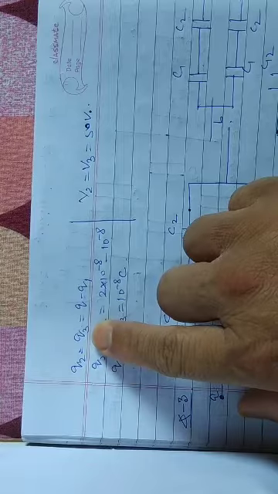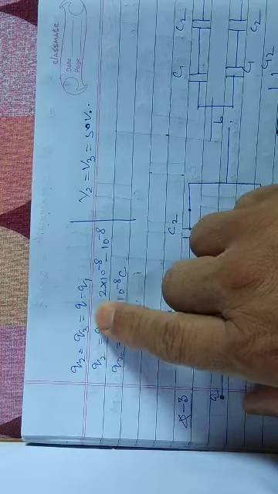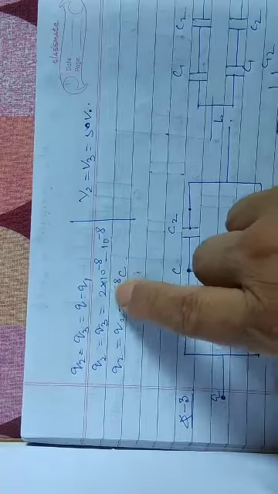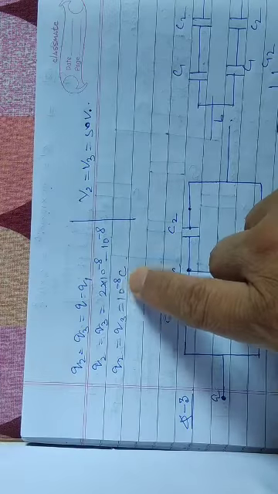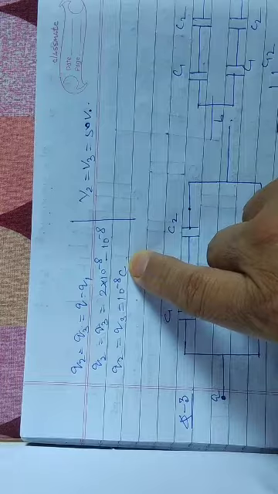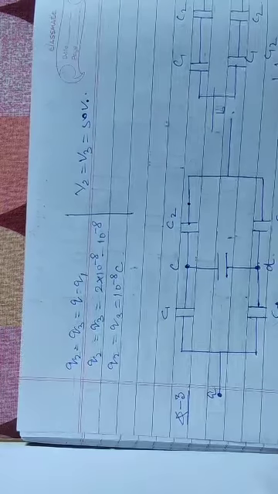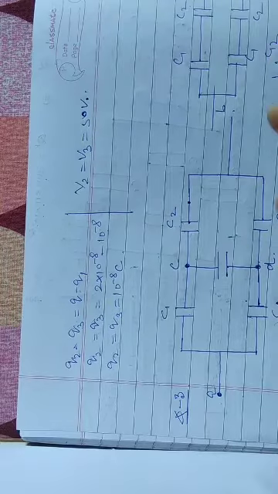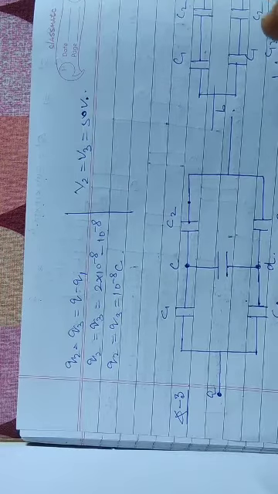Q2 and Q3 both contain an equal amount of charge, and that is Q minus Q1. The values of Q and Q1 are known. Put the values, we will get 10 to the power minus 8 coulomb. So in this way, we have seen how we can find out the voltage and charge across each capacitor present in the combination.